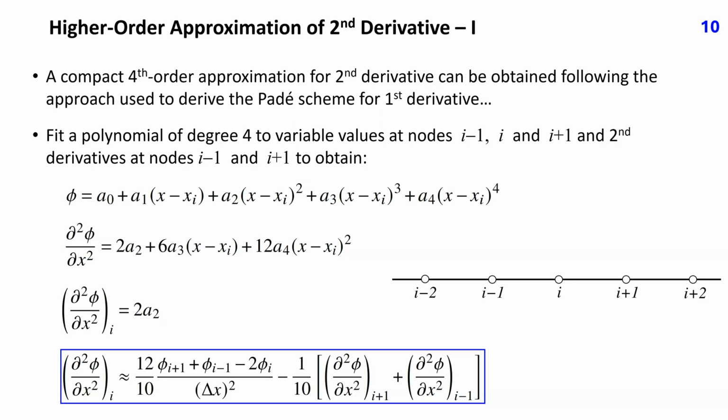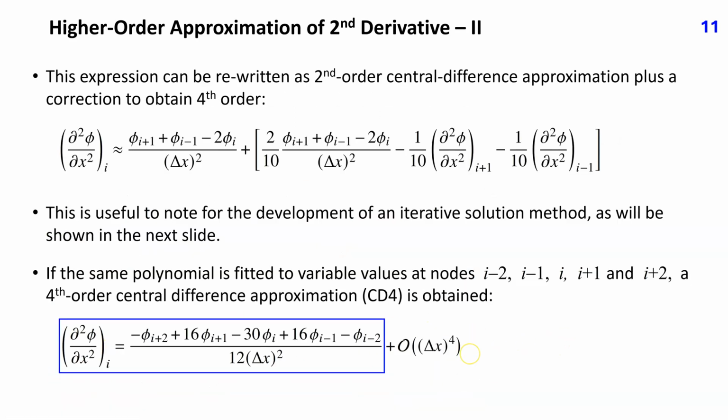I skipped the intermediate steps because they are similar to those presented in slide 7 for the first derivative, and show only the final result given by this expression. The expression for the compact fourth order approximation of the second derivative shown at the end of the previous slide can also be rewritten as the second order central difference approximation plus a correction to raise the order to fourth. This is useful when implementing this approximation in implicit solution methods, as will be described in the next two slides.